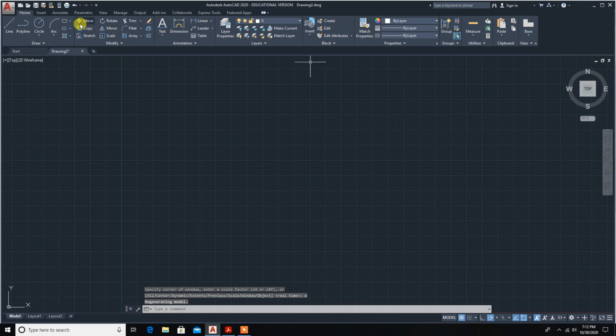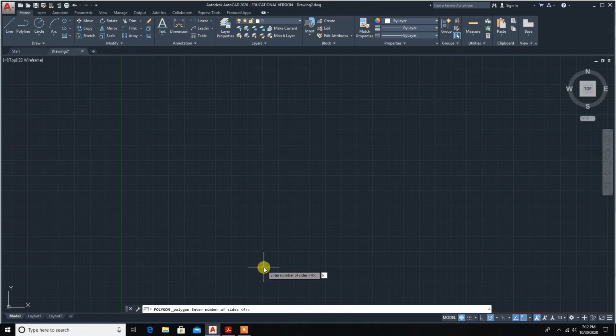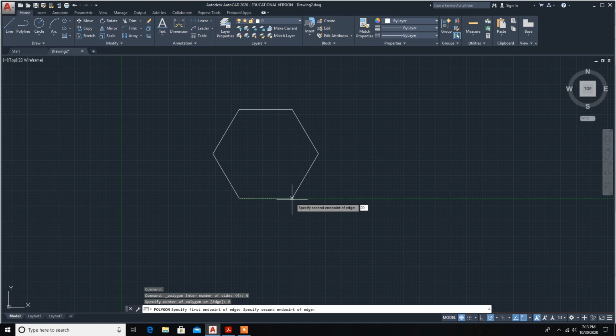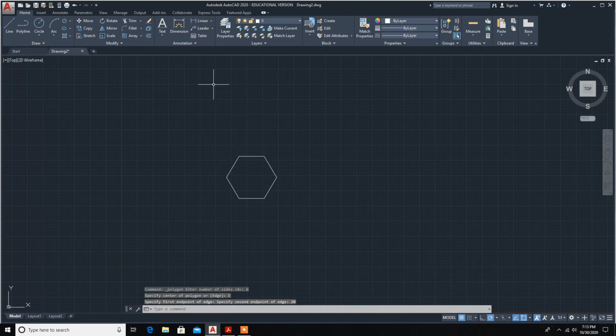Now, the hexagon we have to draw. We have to click on polygon. So it is asking the number of sides. So 6 sides. Enter. Now we have to specify using edges. So click here. So how much? 20 mm edge. Enter. Now the hexagon is over.